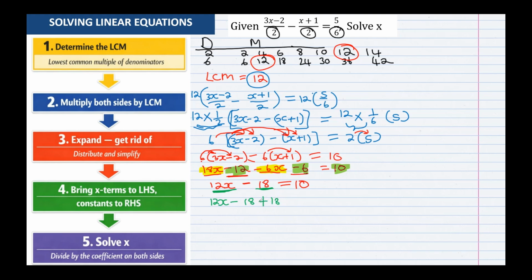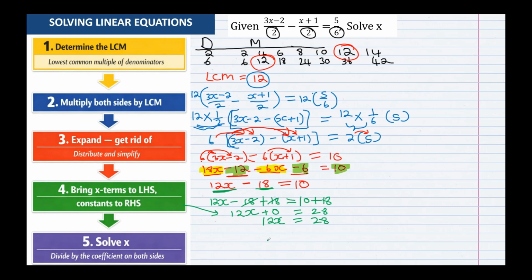And remember what you do on the left hand side, you have to do on the right hand side. So we add 18 here as well, right? So now we're going to be left with 12x. And remember, minus 18 plus 18 will just give me 0. So this will be plus 0. And then it's going to be 28, right? So then we'll be left with 12x equals 28. So there we have step 4. We got our x terms on the left hand side, and our constants on the right hand side.